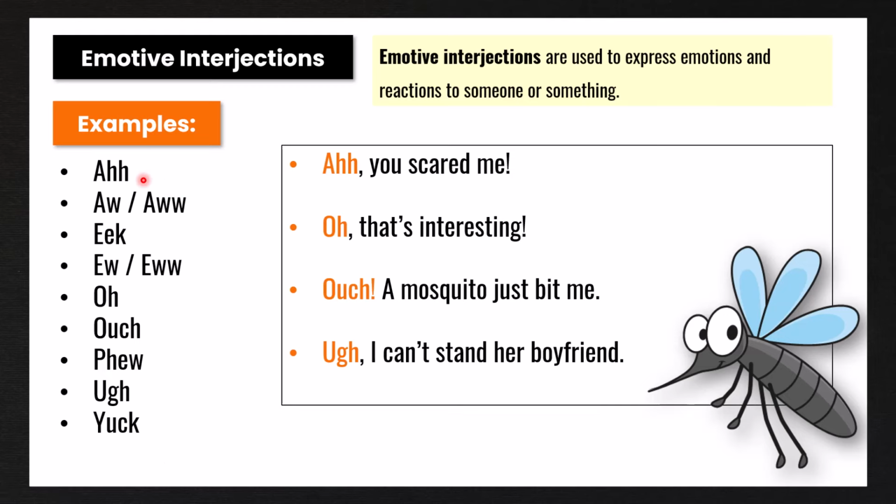We use ah or eek when we're scared. We use ew or ugh or yuck when we're saying we're disgusted or we don't like something. We use phew to express relief. Ouch when something hurts us. And oh to express surprise. And aw when we think something is sweet or cute.